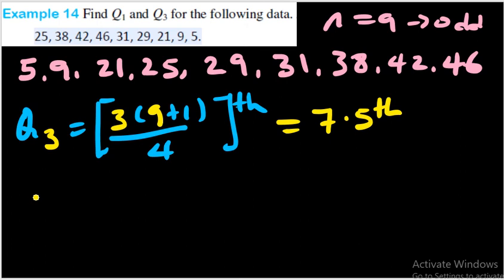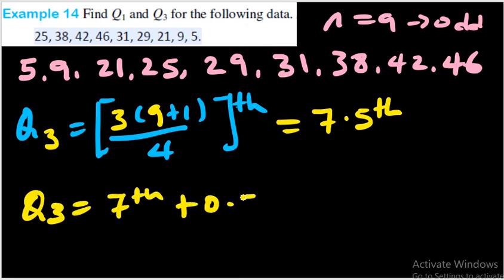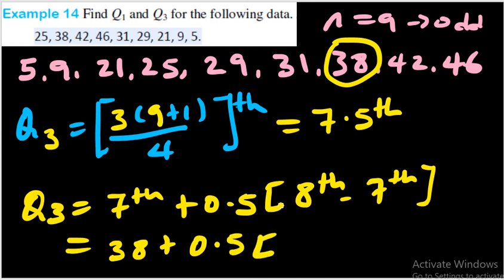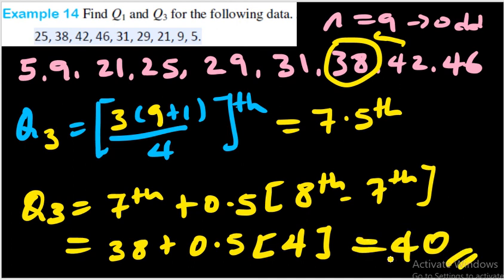th item. That means the third quartile will be the 7th data plus 0.5 times the 8th minus the 7th. The same formula we're going to apply. The 7th one, we have to count 1, 2, 3, 4, 5, 6, 7. That's 38. So 38 plus 0.5 times the difference of the next minus the previous one. 42 minus 38 will be 4. So 4 times 0.5 is 2. 2 plus 38 will be 40. That is the third quartile or the upper quartile.